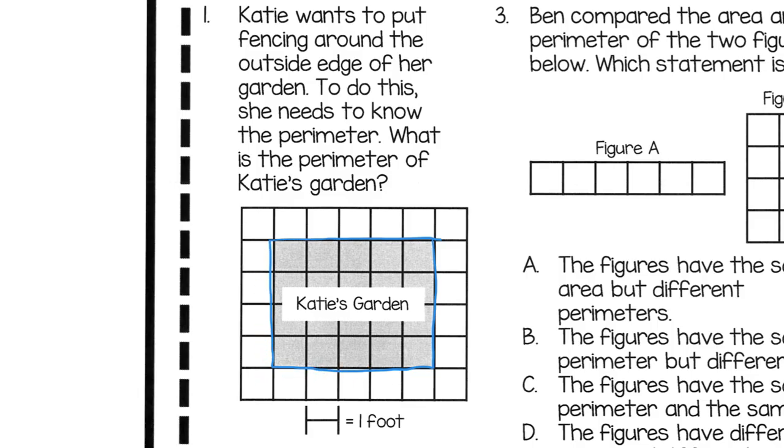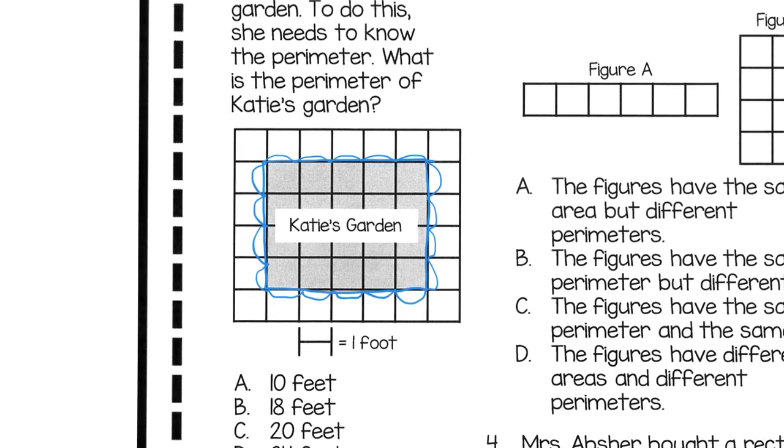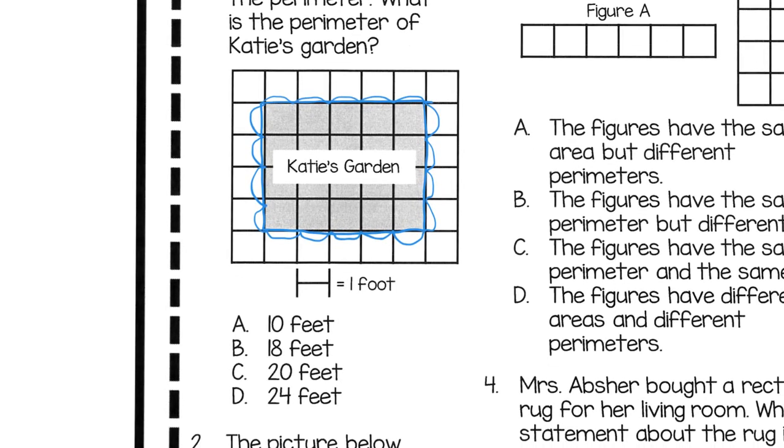So you could think of it like this. Well, 1, 2, 3, 4, 5, 6, 7, 8, 9, 10, 11, 12, 13, 14, 15, 16, 17, 18. Well, that ended up being 18 units to get around that garden. And they were very kind and told us that the distance here from one segment of each square is 1 foot. So if we counted to 18, we need 18 feet of fence to surround her garden.